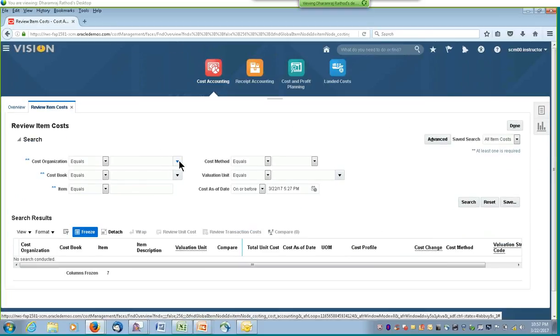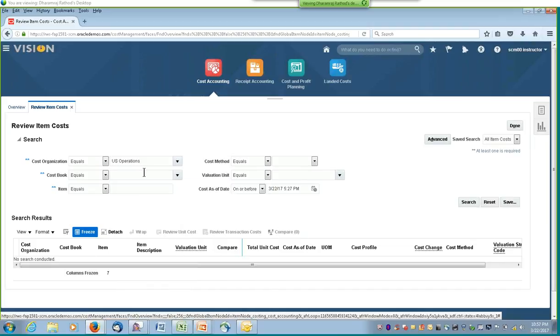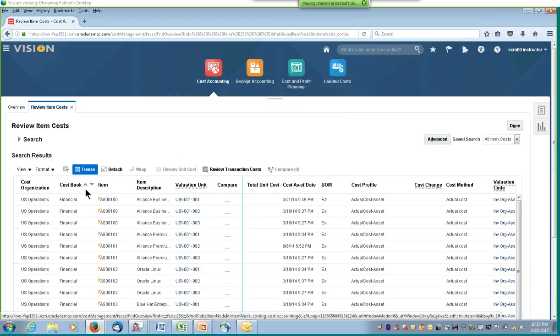From review item cost, you would be able to look at the cost in context of cost organization and the cost book. In this case, my financials, and I'll say honor. Okay, so here is my cost. This is my item. This is my valuation unit. This is nothing but my cost organization called US operation, and this is my inventory organization. And it says that it's the actual costed.